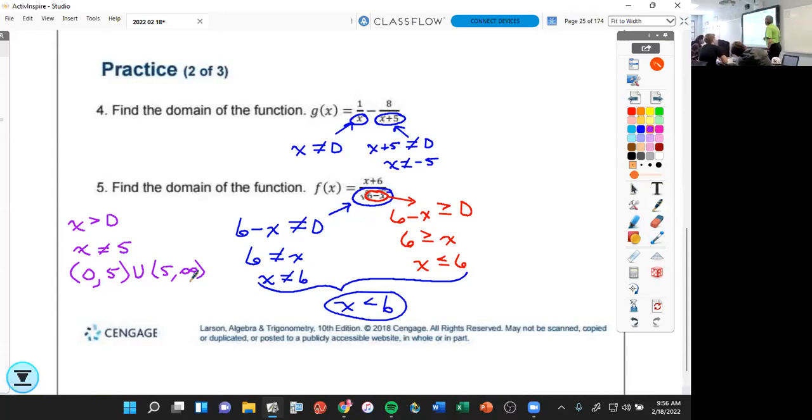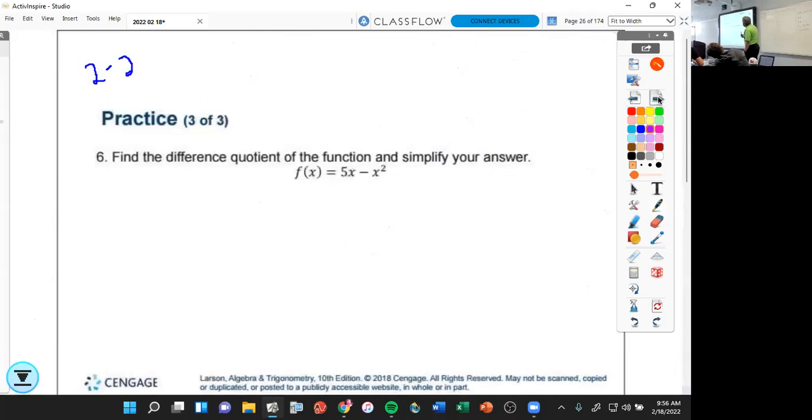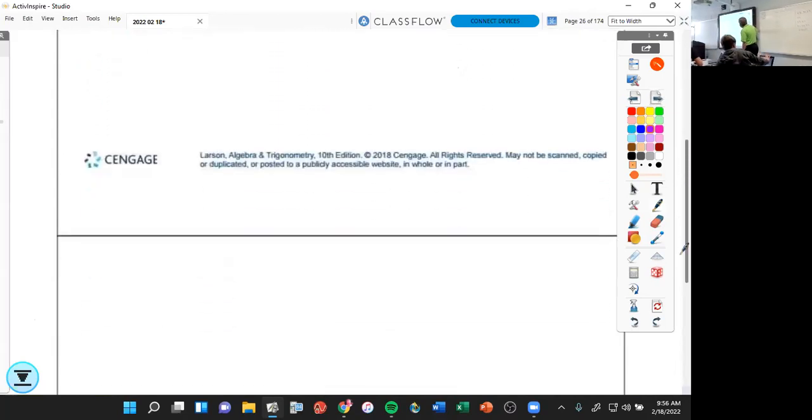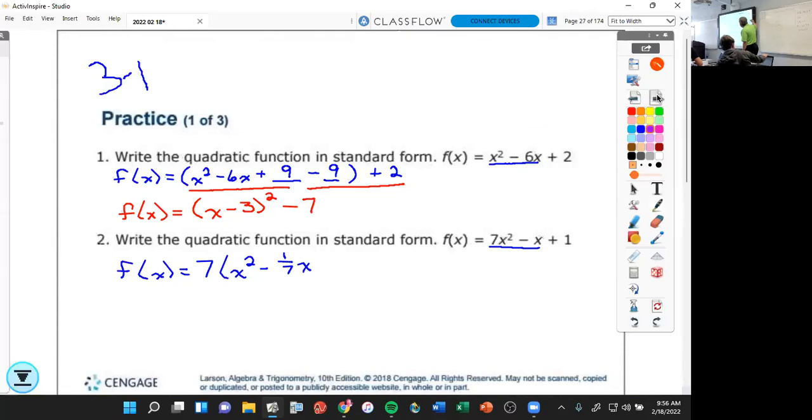Number 4, okay. Y'all good with the difference quotient? We worked that in class. How about that? This is one I was working, something like the one I was working with Molly earlier.